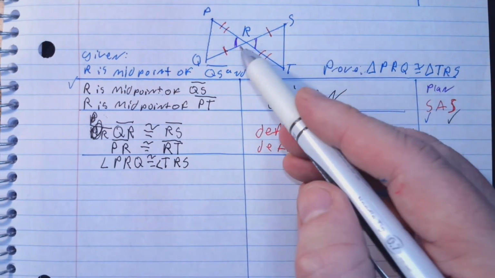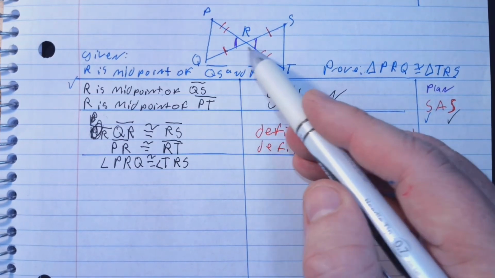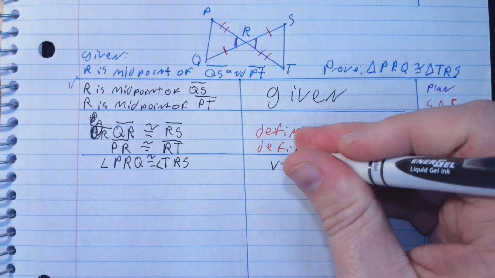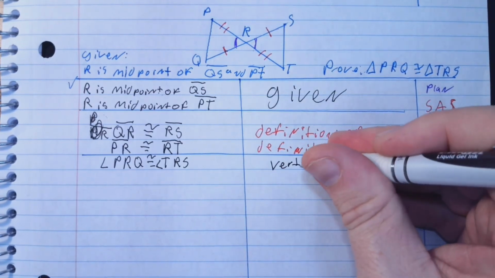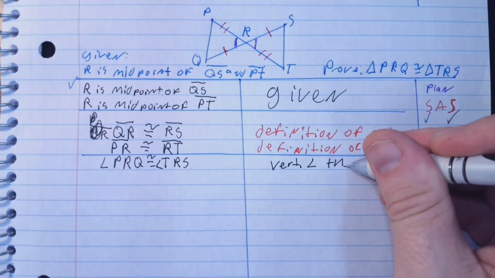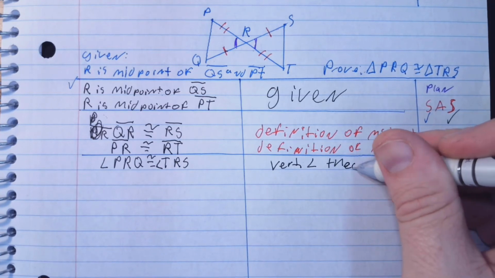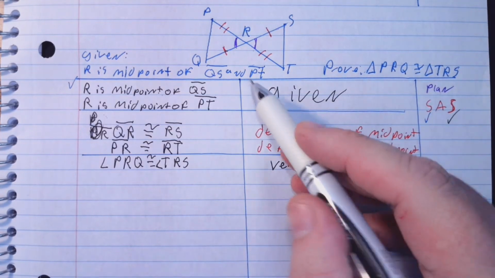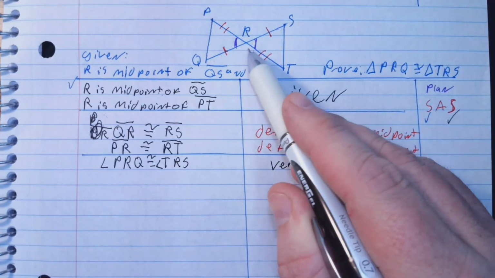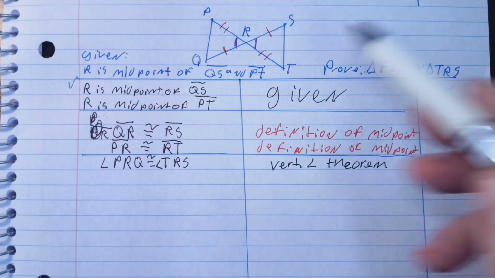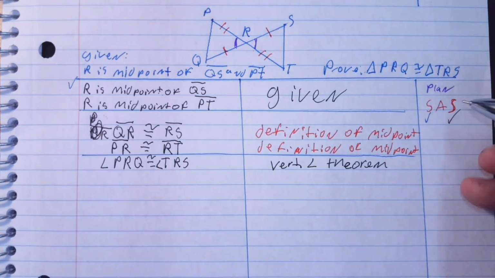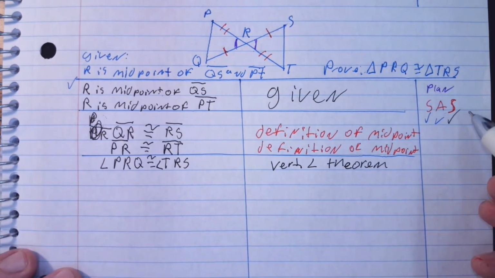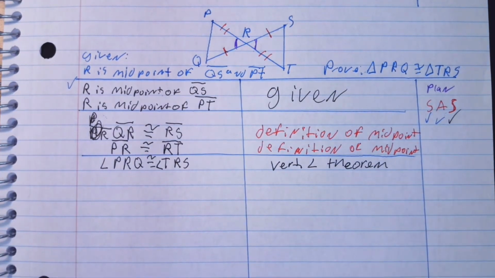Okay? Is there any kind of theorem? What do you got? This would be the vertical angle theorem. Okay, right? These are some of the theorems I said we're going to use forever. So that gets me the angle right here.